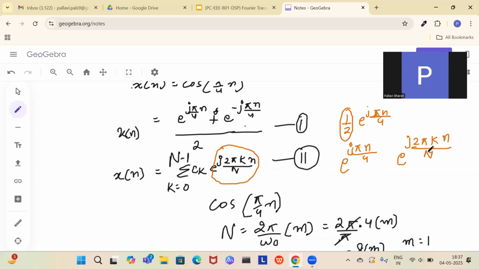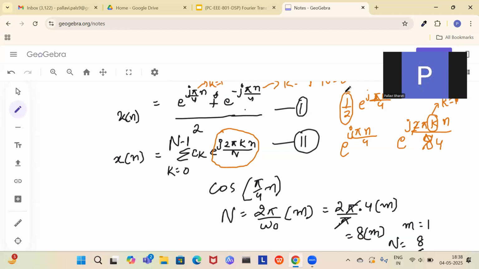Now if I make this N equal to 8, then this becomes j 2 pi k n by 8, which is j pi k n by 4, matching what is already there. So from here, you can say that k is equal to 1. Everything is the same here. So for this one, it is k equals minus 1, and for this one, it is k equals 1. And capital N, we already got as 8, right?